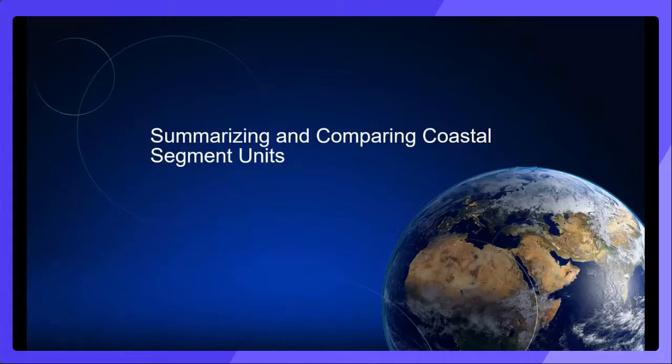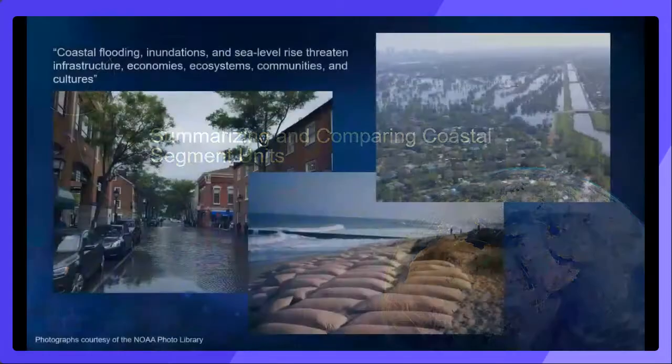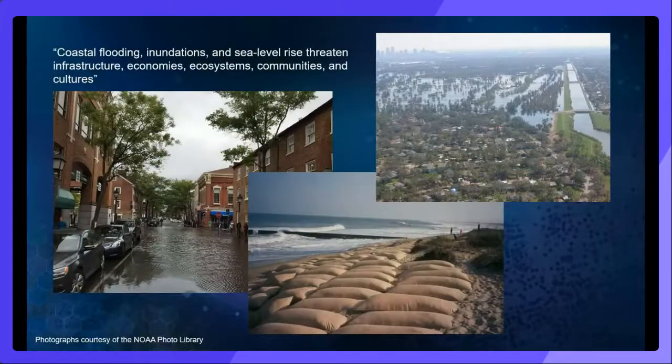Thanks, Keith. As I was preparing to share this vignette today, I was struck by the powerful words of our session description. Coastal flooding, inundations, and sea level rise threaten infrastructure, economies, ecosystems, communities, and cultures. A fairly bleak picture. However, our session chairs, I think with a sense of optimism, have challenged us to find equitable solutions to these problems and proposed a framework for us moving forward. By stating, adapting to these threats will require a holistic, coordinated, multi-sector approach to identify and implement transformative solutions.